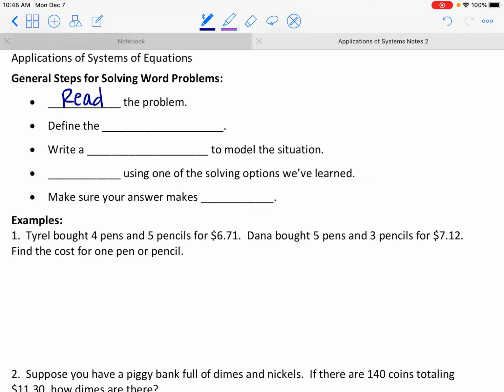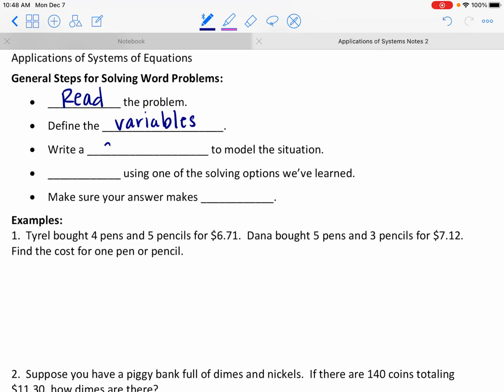Maybe read it a couple times if you need to. That way you can determine what information it's giving you and what information it's asking for. And what it's asking for is going to help you to define your variables in this situation. So there will be multiple variables since we're going to be looking at a system. There will be at least two variables. And again, those will be what the question is asking you to find.